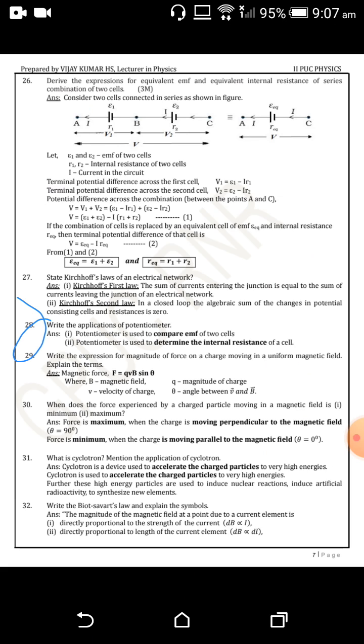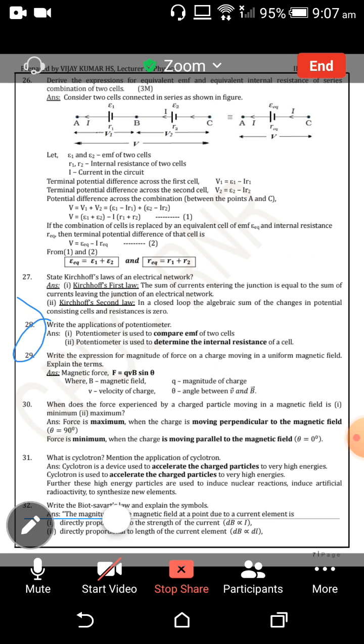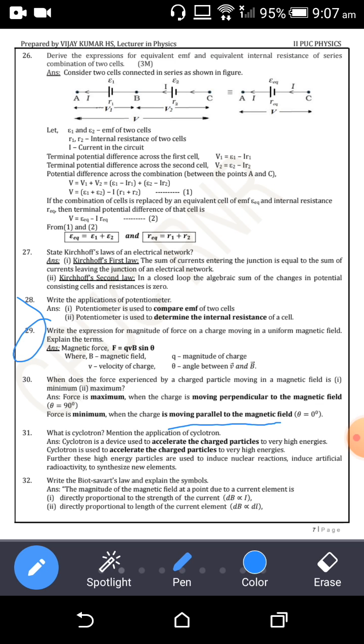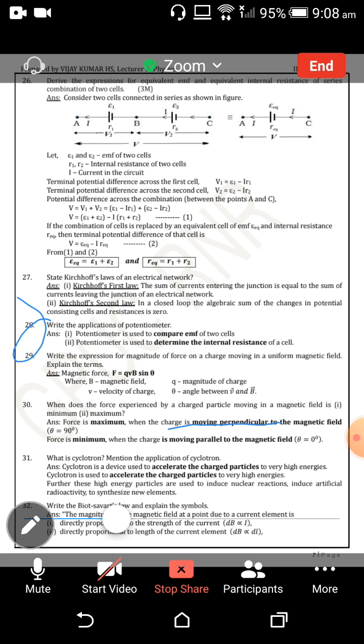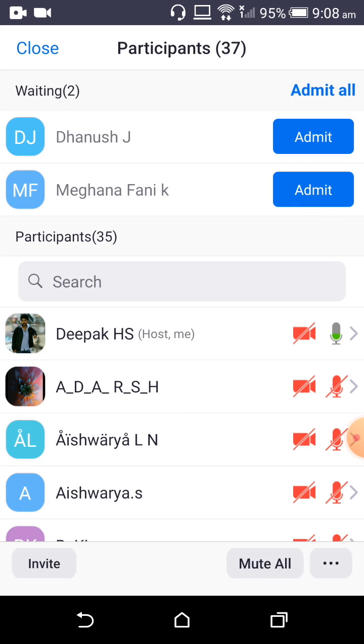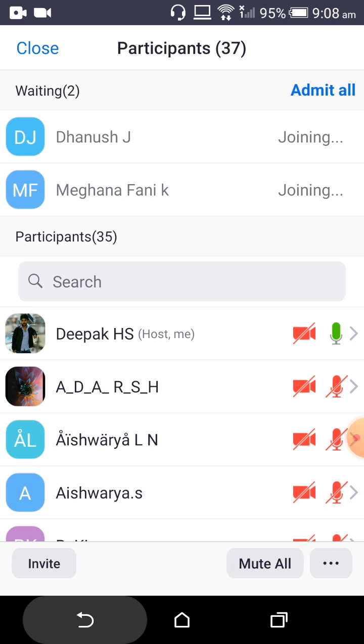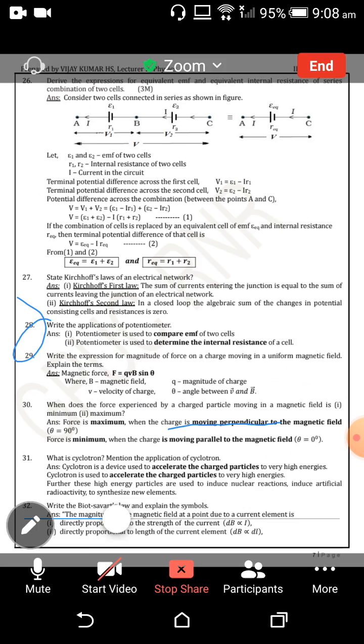The minimum is when the charge is moving parallel or anti-parallel. Here it has been given only parallel, but it is true for anti-parallel as well. That means when the charged particle is moving along the direction of the magnetic field or opposite to it, the force experienced will be zero, because sin 0 and sin 180 are equal to 0, right? Hence the force will be minimum when the charged particle is moving parallel or anti-parallel. So that is regarding the 30th question.